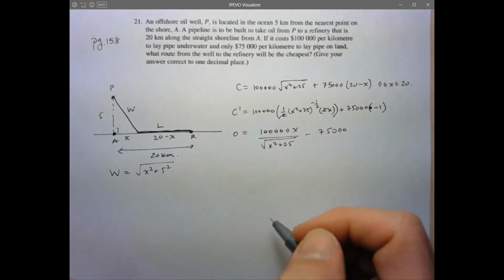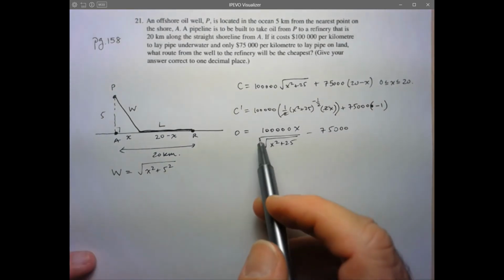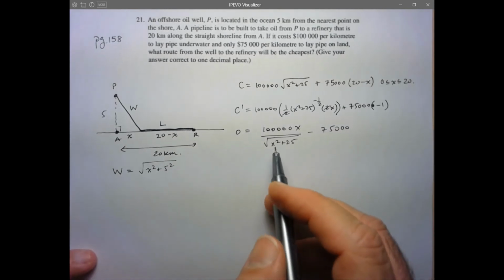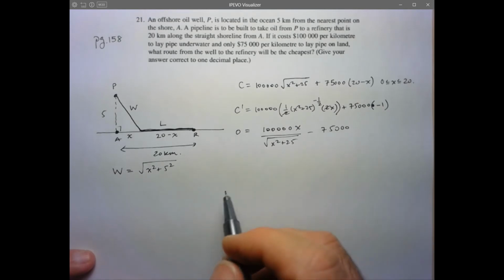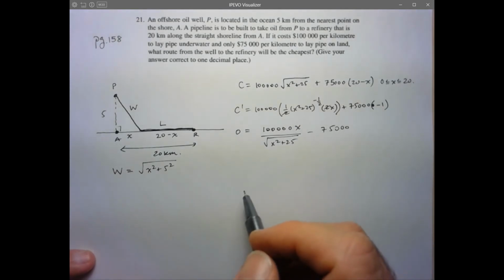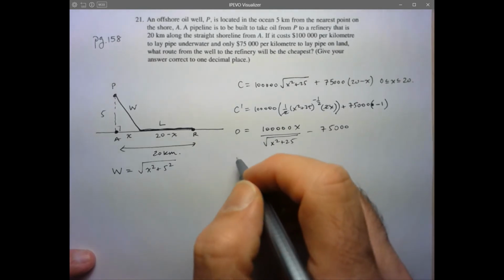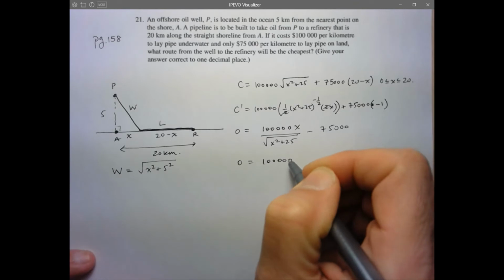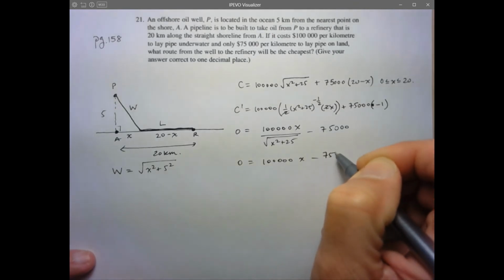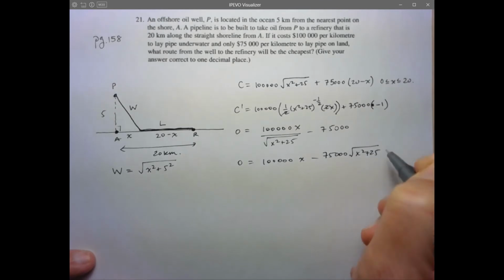75,000. As we usually do when we're working with this type of equation, not technically a rational equation because this is not a polynomial, but we can solve it in the same way. I'm going to multiply both sides by the lowest common denominator, which is just root x squared plus 25. So still 0 on the left-hand side. So here we're going to be left with 100,000x minus 75,000 times root x squared plus 25.